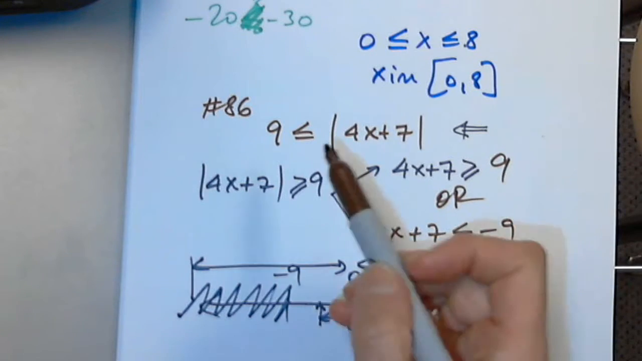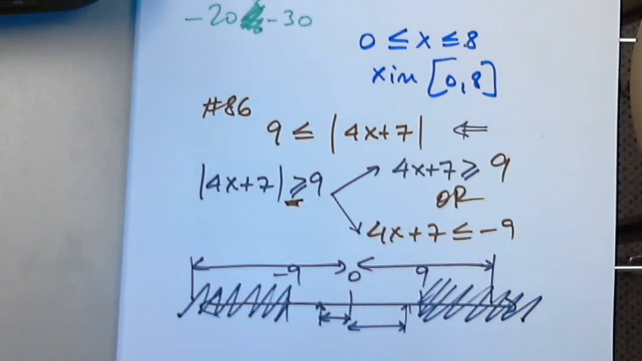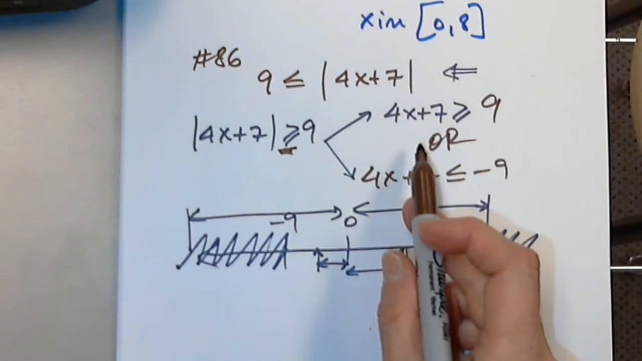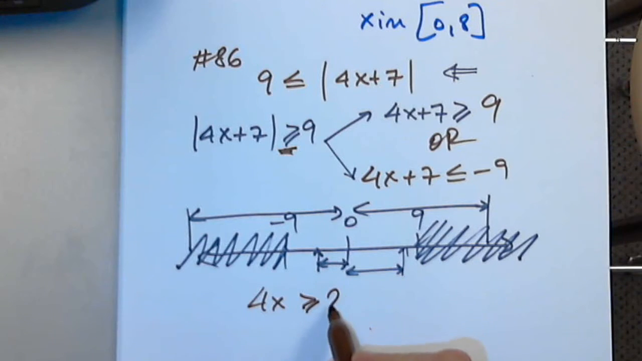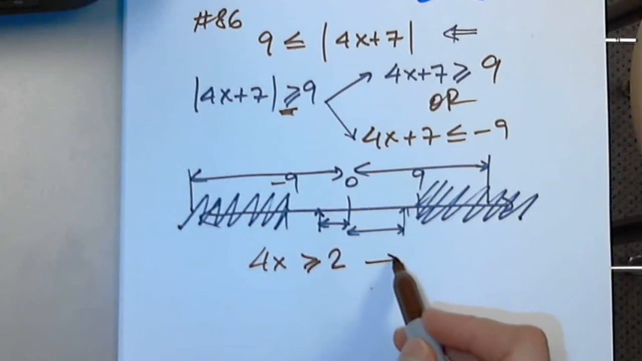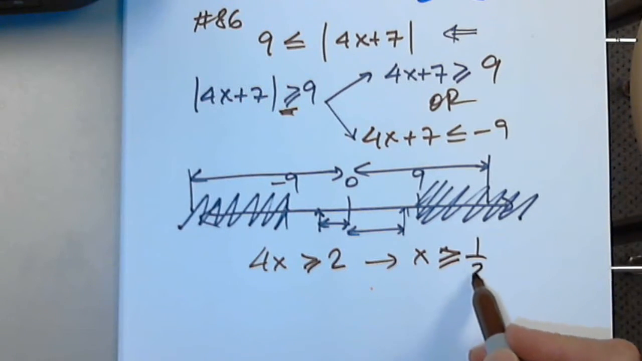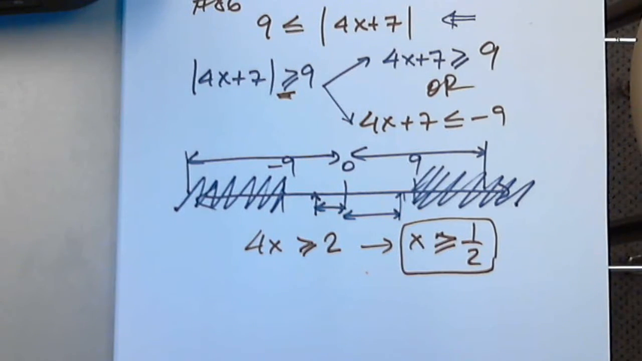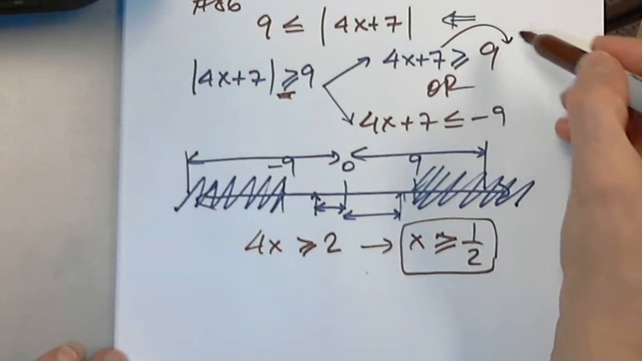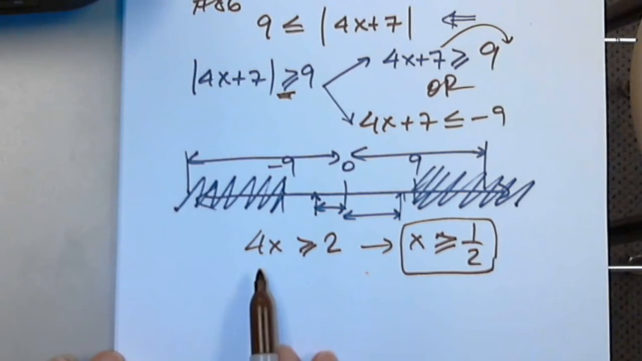Good. So if you remember, this inequality always requires the union. So I have to solve this. I subtract 7. So 4x greater than or equal to 2. And then I divide by 4. x greater than or equal to 1/2. And this is done. Is this okay? One more time. I subtracted 7. And I divided both sides by 4. Is this okay, everyone?